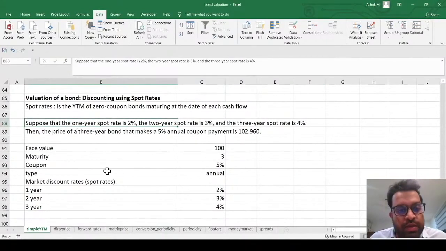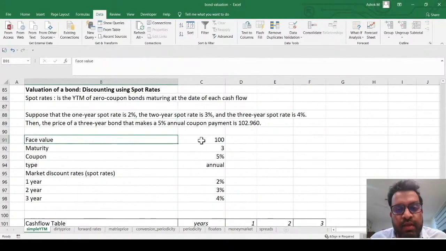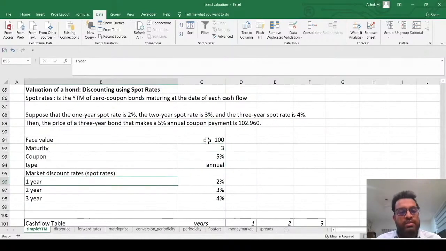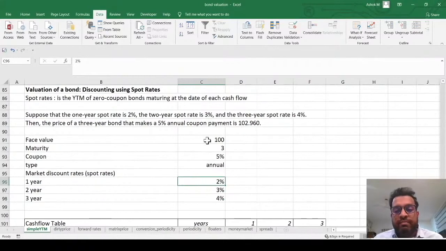So what we have here is a face value of 100, a maturity of 3 years, and a coupon of 5%, with annual periodicity. This is the 1 year, 2 year, 3 year maturity, and you have corresponding spot rates of 2%, 3%, 4%. Distinguish this from YTM. YTM was a single IRR rate which discounts across all cash flows. It's a disadvantage. Find out what the assumptions of YTM are. You will have a better appreciation.